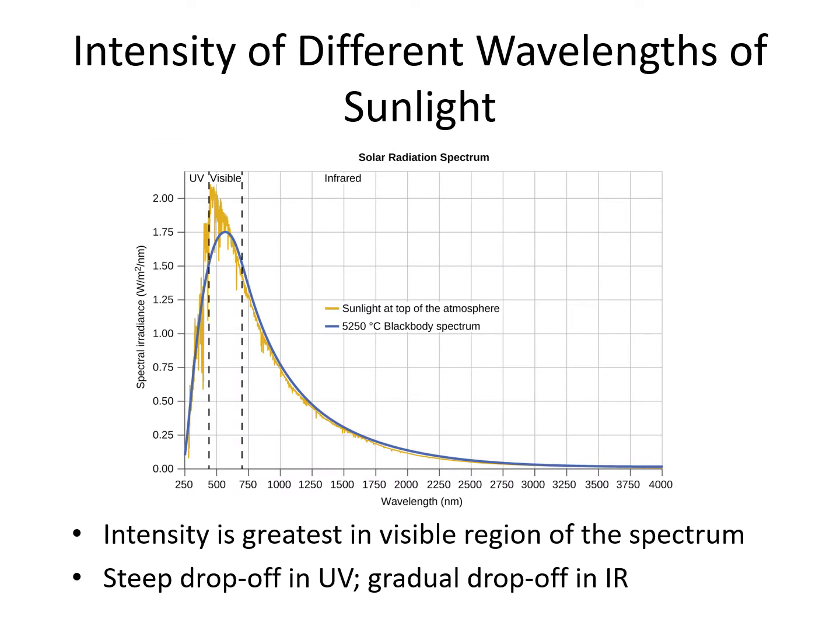The intensity of sunlight at different wavelengths has been measured and found to be greatest in the visible region of the spectrum. That works out well for us, since that is what we are able to see. There is a steep drop-off in intensity in the ultraviolet region, but a more gradual drop-off in the infrared region. This curve matches up with the model for blackbody radiation at 5,250 degrees Celsius.